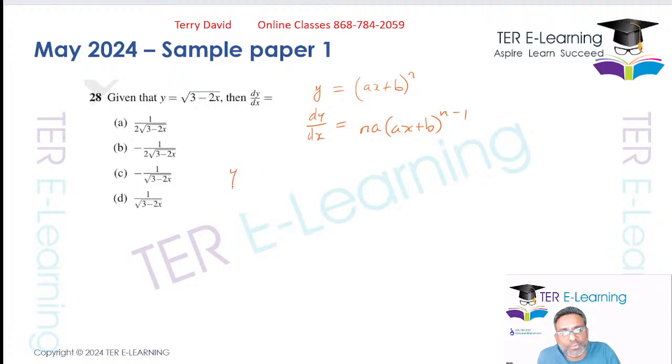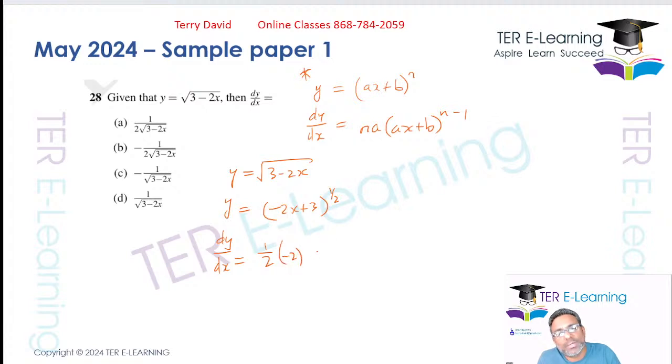So what I'm going to do is write what they gave us here, which is the square root of 3 minus 2x. We're just going to write this in a slightly different way. I'm going to write this as minus 2x plus 3 raised to the power of a half. Once I write it in that format, if you want to get dy dx, it is going to be a half multiplied by minus 2, multiplied by minus 2x plus 3 to the power of a half minus 1, which is minus a half.